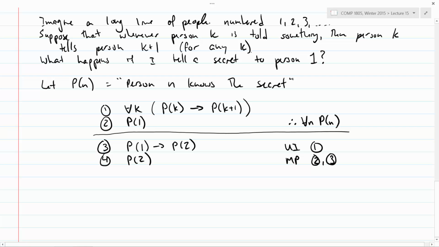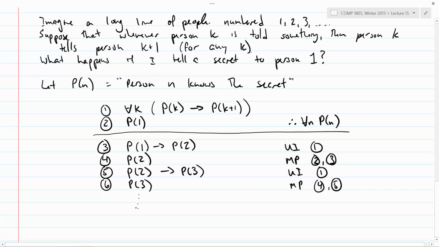So now P2 is true. So what I do then is I do UI again, except this time I instantiate with k equals 2 to give me P2 implies P3. That's UI of 1. Same trick again. Well, now I know P2, and P2 implies P3. So therefore I know that P3 is true, and that's by modus ponens of 4 and 5.